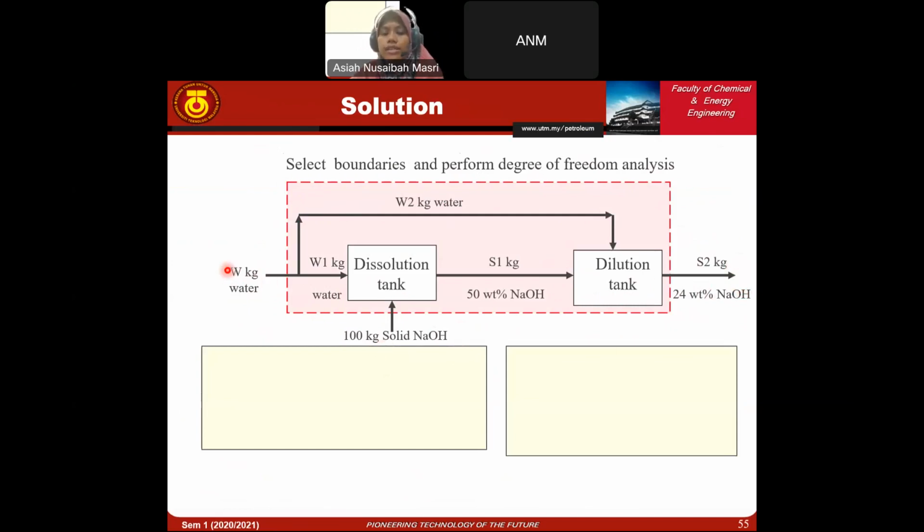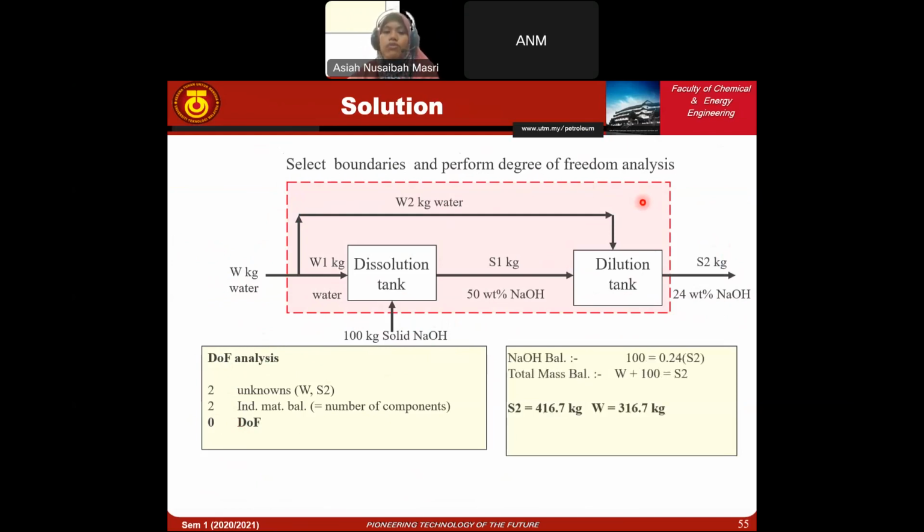But we have unknowns as well. When we perform the degree of freedom analysis, our unknowns are W, kilograms of water, and S2, kilograms of 24 weight percent NaOH. How many independent material balances can we write? Since we have two components here, water and NaOH, we are able to write two equations. So 2 minus 2 equals 0. So we are able to solve the question from the overall balance. We perform the overall balance. Let's say we start with the NaOH balance. Here we don't have NaOH in the water stream.